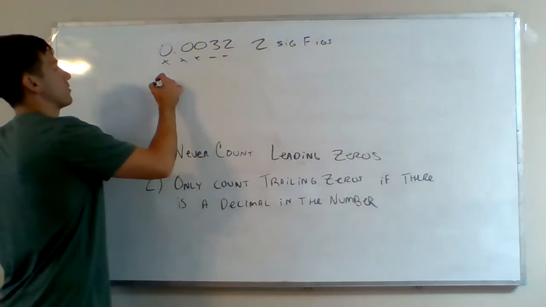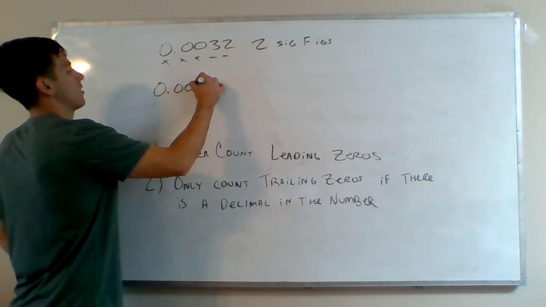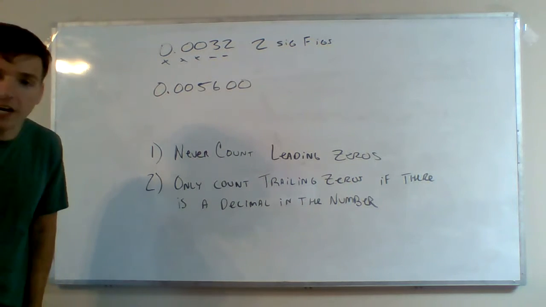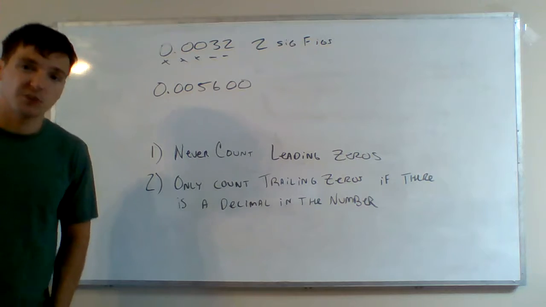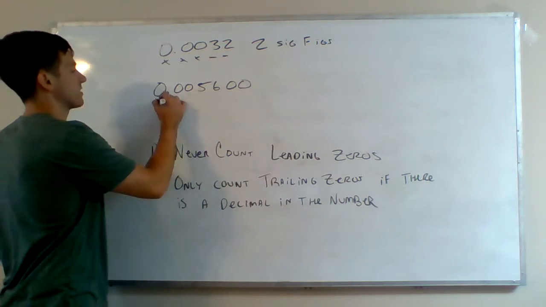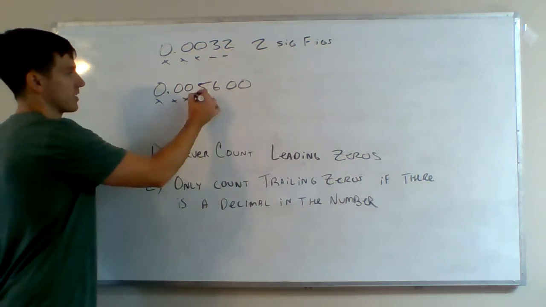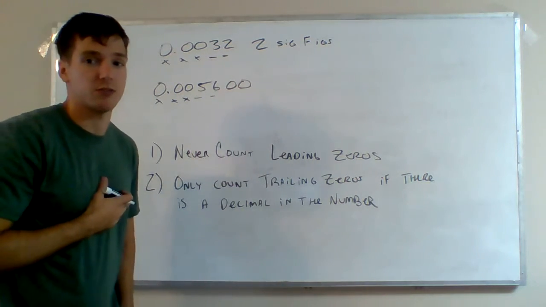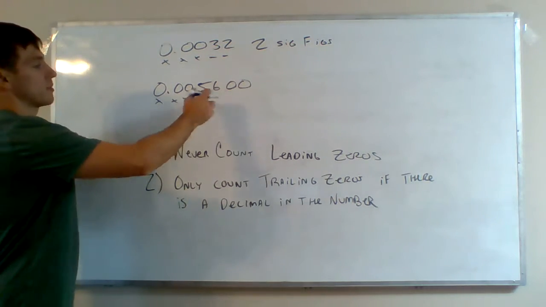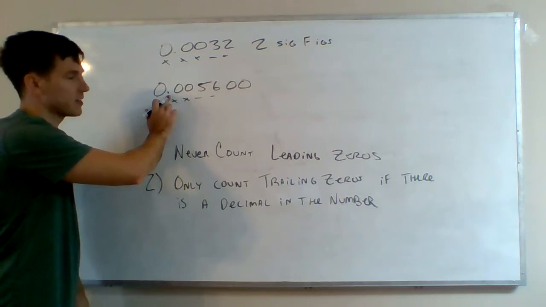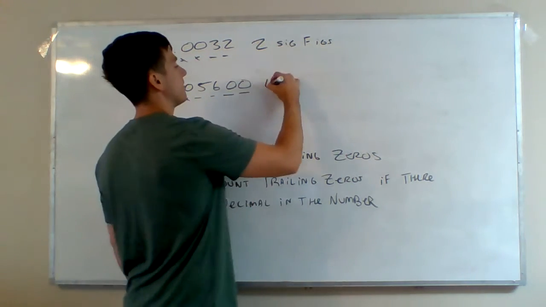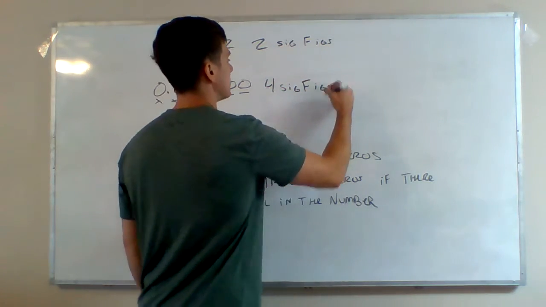Let's get a little bit more difficult. Okay. We got an interesting situation here, okay? We got leading zeros and trailing zeros. Well, remember, do we ever count those leading zeros? Nope. So let's just put X's under those right away. But we're going to count this 5 and 6, but now I got these two trailing zeros, okay? Remember my rule. I only count trailing zeros if there's a decimal in the number. Is there a decimal in this number anywhere? Yep, there's a decimal. So do I count those trailing zeros? I sure do. Okay, so I have 4 sig figs. Okay?